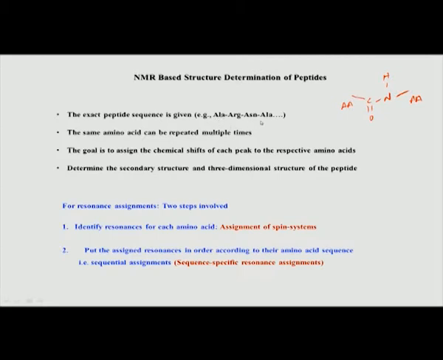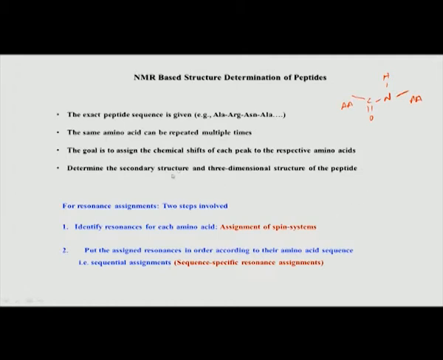It only tells you there is an alanine present, or there are 2 alanines in your sample or in your peptide. It does not tell you which alanine spin system comes last, or in this case the fourth, or which spin system comes here. So, that kind of arranging of the spin systems in the right sequence is called sequence specific resonance assignment. So, this is a very important step. Only when these 2 steps are completed can we say that the goal of chemical shift assignment is achieved.